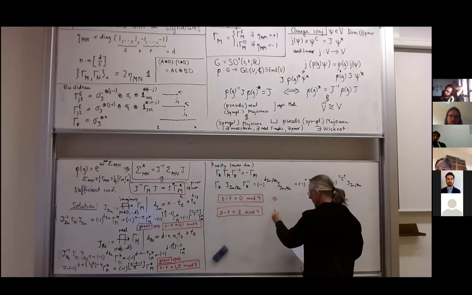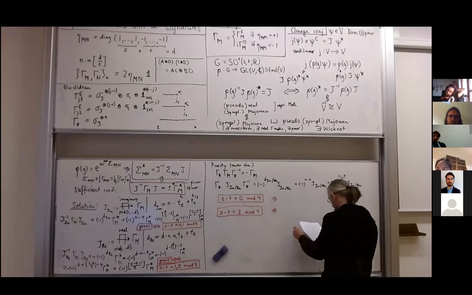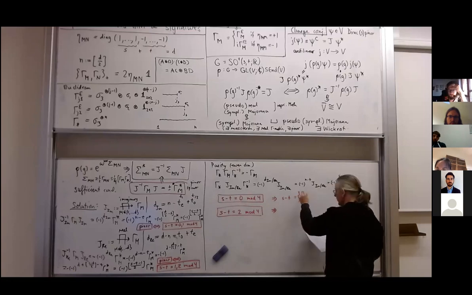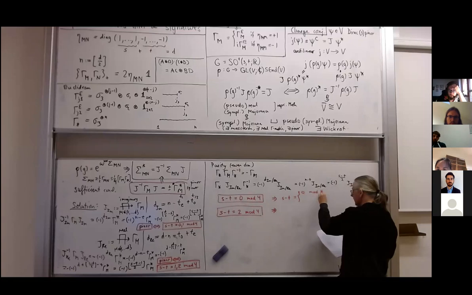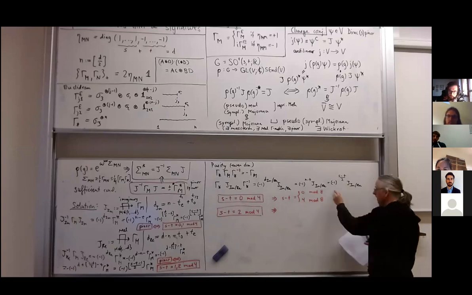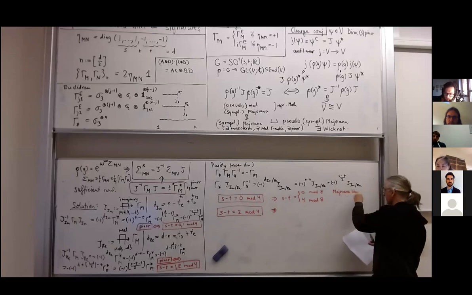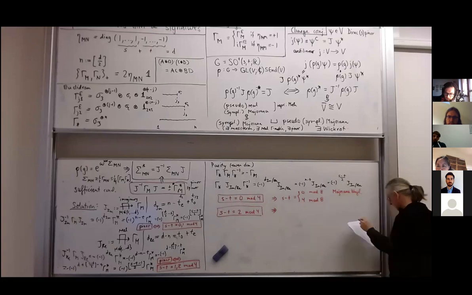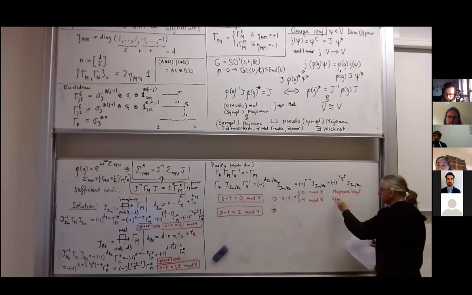And in this case, S minus T is equal to either 0 mod 8 or 4 mod 8. And so this case will be Majorana-Weyl, and this one will be symplectic Majorana-Weyl.